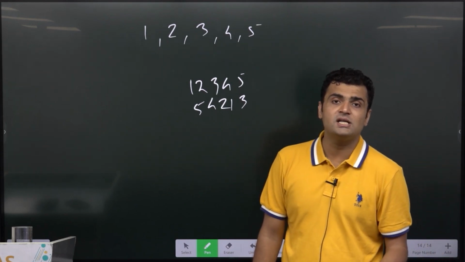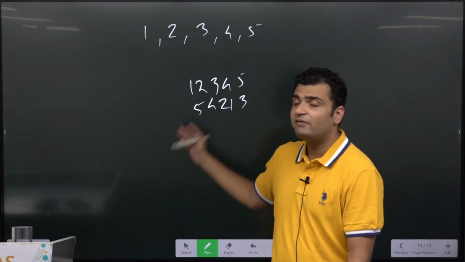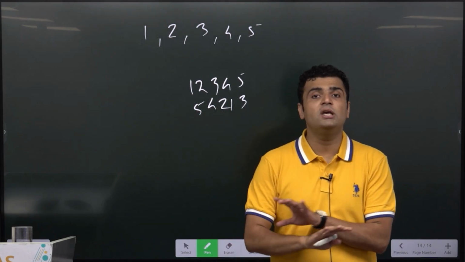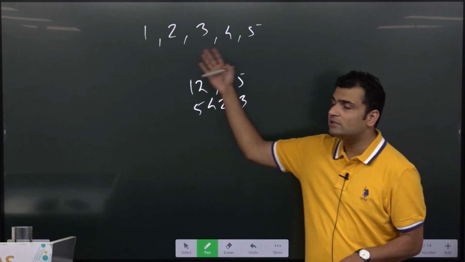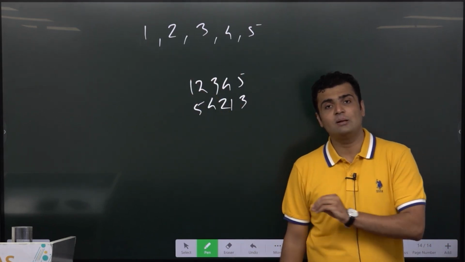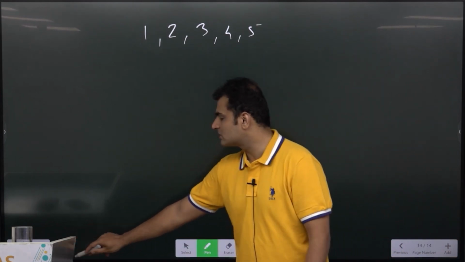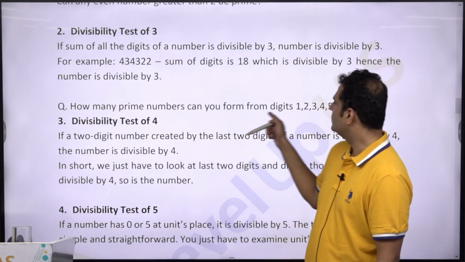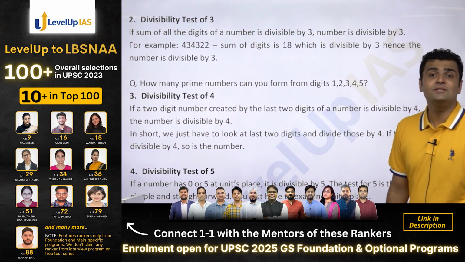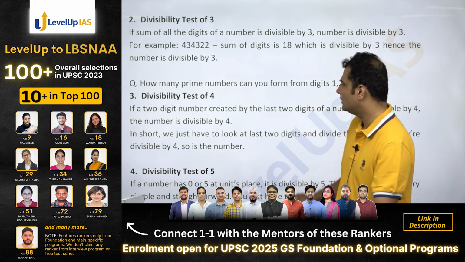Prime number के लिए क्या चाहिए? Number has to be divisible only by 1 and itself. But अगर 3 factor है तो वो number prime नहीं हो सकता. तो अगर मुझे ये digits एक एक बार यूज करके नंबर बनाना है तो that number can never be prime. So the answer to that question, how many prime numbers can be formed using these digits? Answer is actually 0, no prime number, because वो number prime हो ही नहीं सकता.